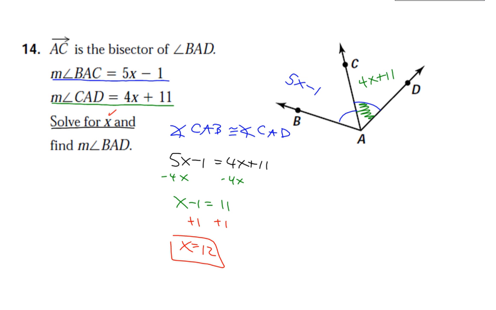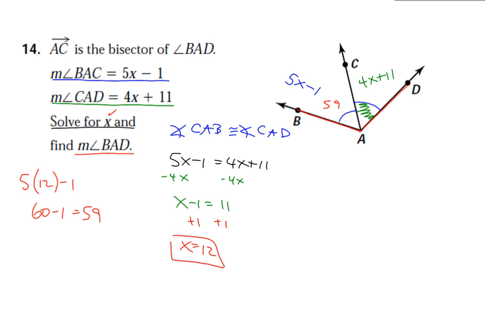Now they're asking me to find the measure of angle BAD. In other words, they want me to find the measurement of this big angle over here, BAD. Now I can simply say, okay, x is equal to 12. Let me substitute x in for 5x minus 1. So 5 times 12 minus 1, which is 60 minus 1, which is equal to 59. So this angle is 59.